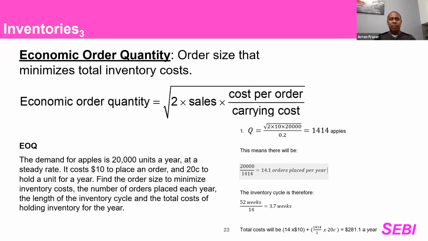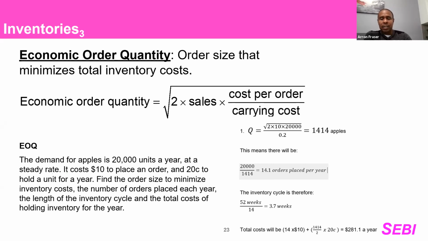If you want to calculate the number of orders each year, if we order at the economic order quantity, the number of orders per year would be the 20,000 apples that we expect to sell divided by 1,414 apples, and that will give us roughly 14 orders per year, right? And the inventory cycle, the amount of time that the inventory will turn over, would be roughly 52 weeks in a year divided by 14 orders. So that'd be 3.7 weeks. Or you can do it in days: 365 days divided by 14 orders, and that will tell you the number of days your inventory will take to turn over.